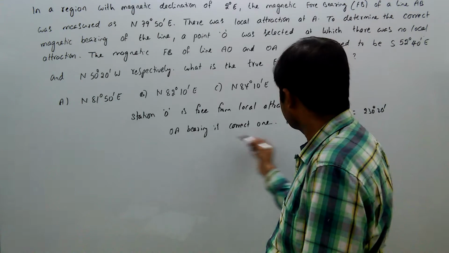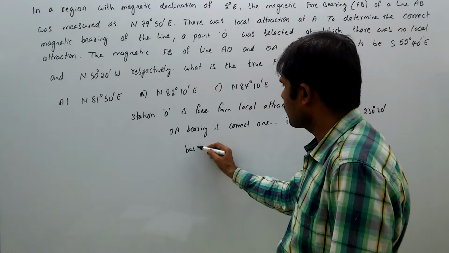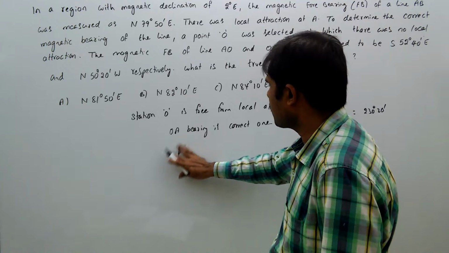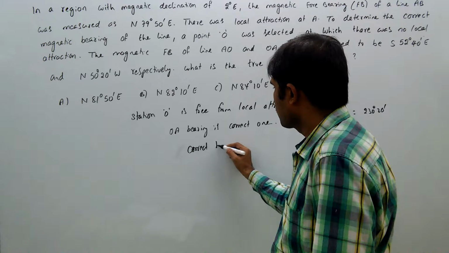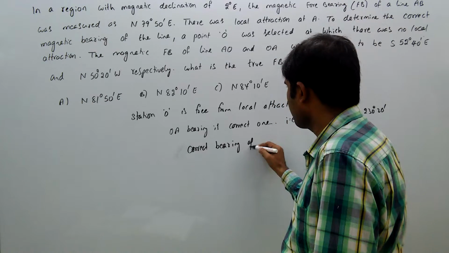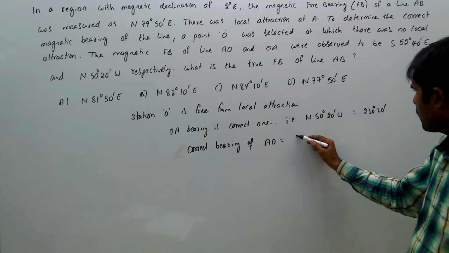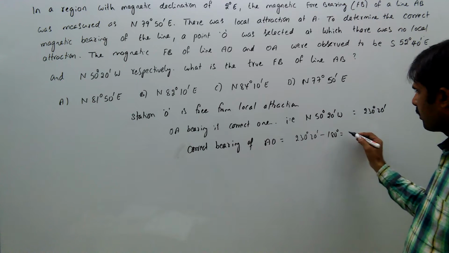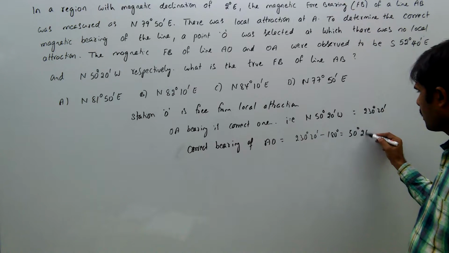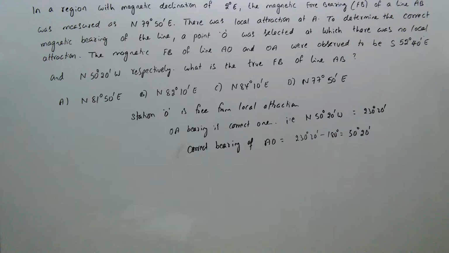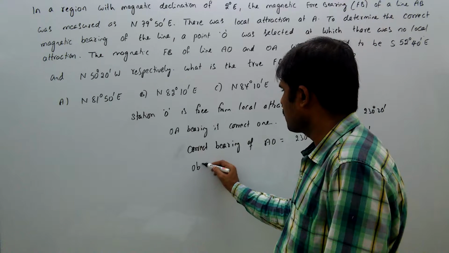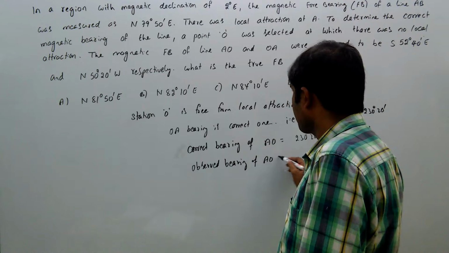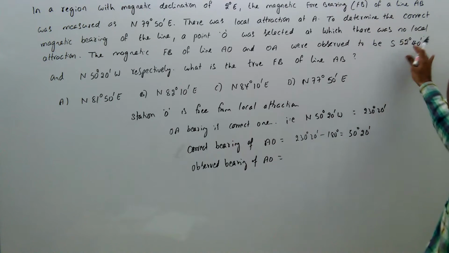So the back bearing of OA, that means AO. The correct bearing of AO equals 230 degrees 20 minutes minus 180 degrees, that equals 50 degrees 20 minutes. What is the absolute bearing of AO? 50 degrees 20 minutes southeast.